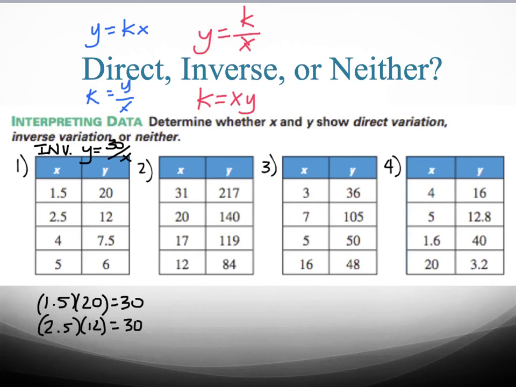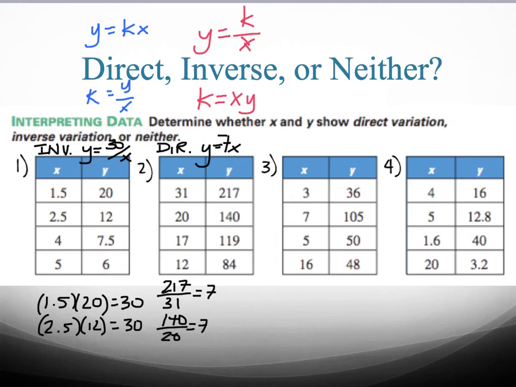All right, so let's start with ratio. 217 over 31 is 7. 140 over 20 is 7. 119 over 17, 7. 84 over 12, 7. This one is direct. And because k is the number I kept getting there, it's 7, the equation is y equals 7x.